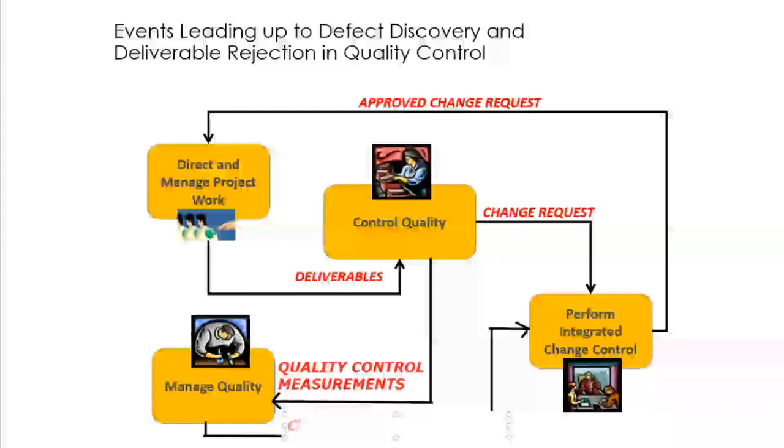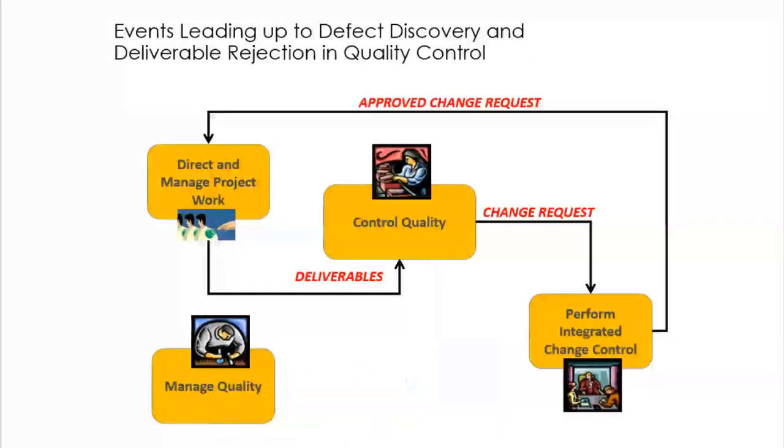So just remember, we could have a change request from managed quality for changes that are generated as a result of you analyzing those quality control measurements. And this is how you should view the question that we just looked at. Let's move on. Now we are done with understanding the logic.